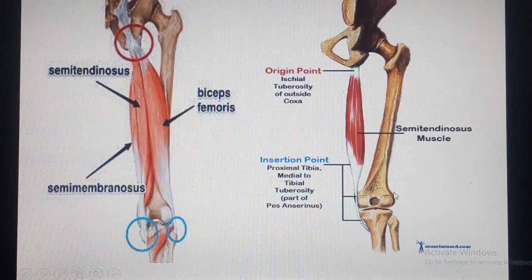Remember that the biceps femoris, because it was laterally located, was helping in lateral rotation. But because semitendinosus is a bit medial, it's going to help in medial rotation. Now, one other thing is that this medial rotation is going to happen at the hip joint, and it's also going to help in medial rotation of the leg at the knee joint. So that's one thing we have to appreciate. Of course, it will be innervated by the tibial branch of the sciatic nerve.